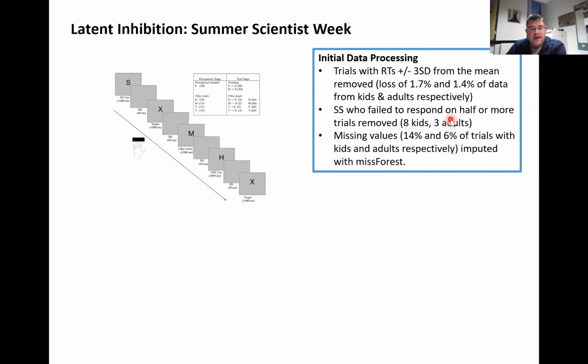And any missing values, that is to say, for example, a trial where they simply missed responding to X, were replaced with imputation using missForest. And that counted for around between 14 and 60% of trials. I'll talk more about that later on, though.